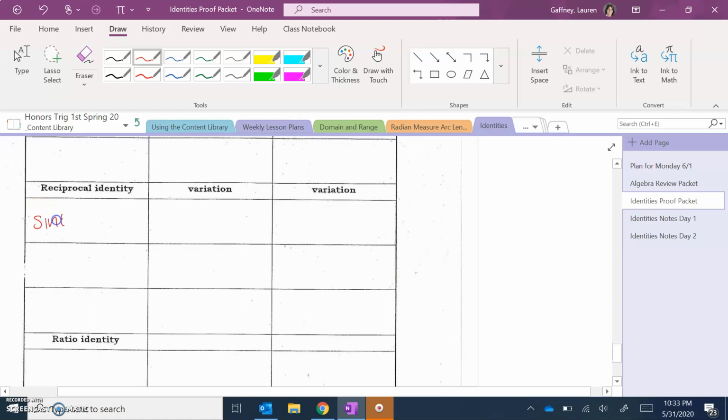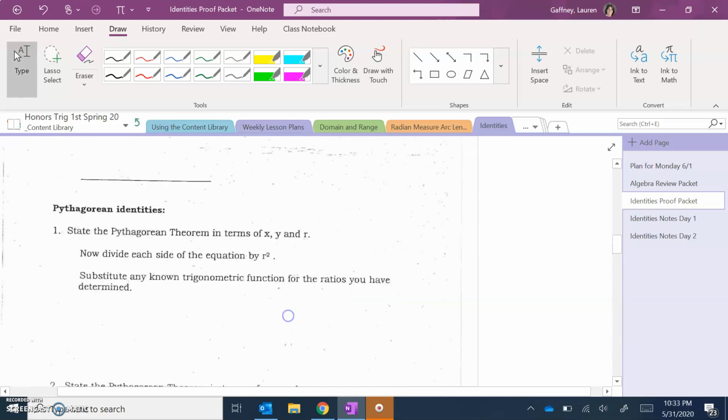So if I take sine theta times cosecant theta, it equals 1. If I take cosine theta times secant theta, they equal 1. And if I take tan theta times cotan theta, they equal 1. All right, let's go back and find some others.